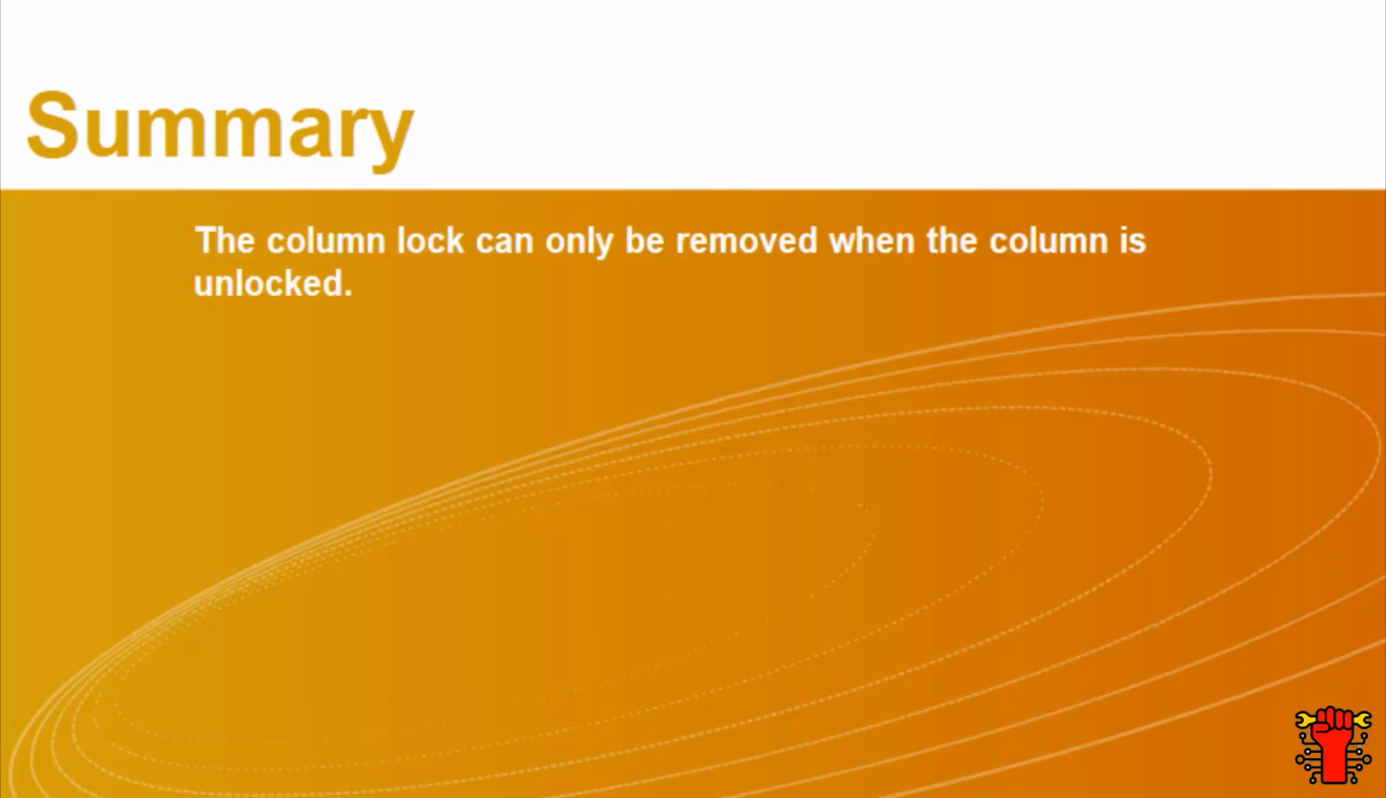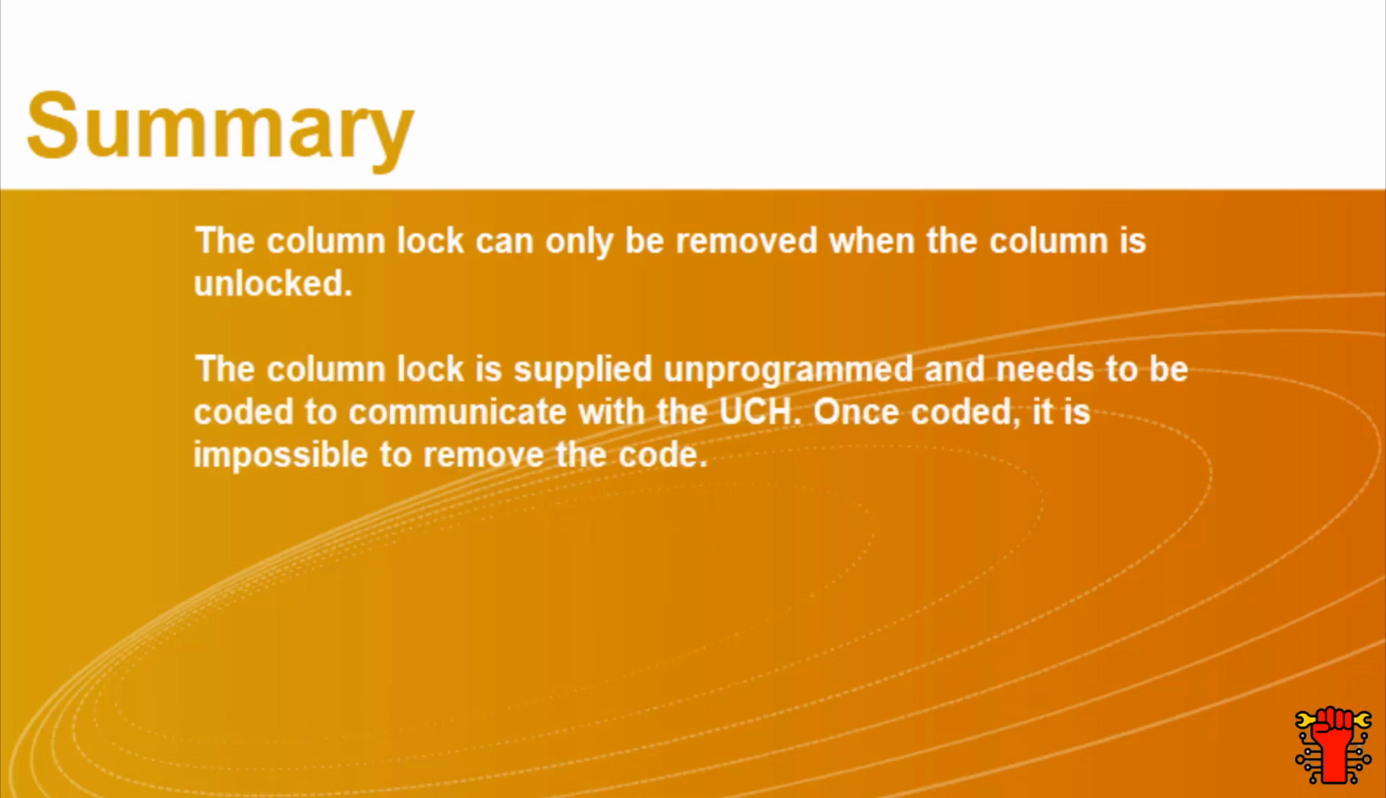In this section, we have looked at the following points. The column lock can only be removed when the column is unlocked. The column lock is supplied unprogrammed and needs to be coded to communicate with the UCH. Once coded, it is impossible to remove the code.